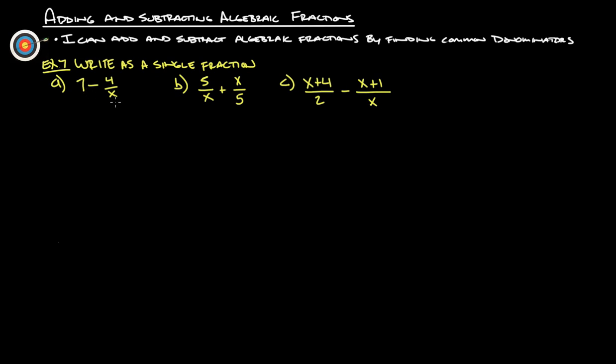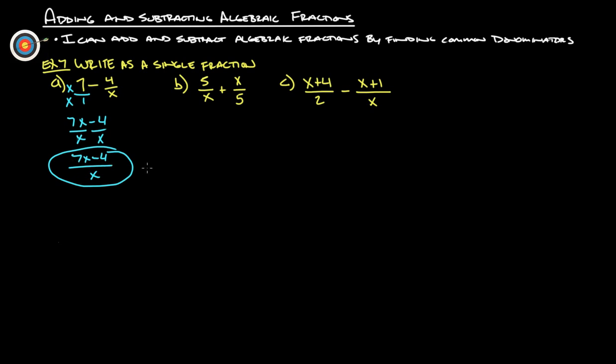We have 7 minus 4 over x. So what we've got to do is get common denominators. This has an x, so the 7 is also going to need an x. So we can multiply it by x over x, and that's really the same thing as 7 over 1, right? If we multiply that, we get 7x minus 4, and those are both over x. So we just end up with 7x minus 4 over x. And that is now a single fraction because there's only one denominator there, even though the numerator has two terms in it.